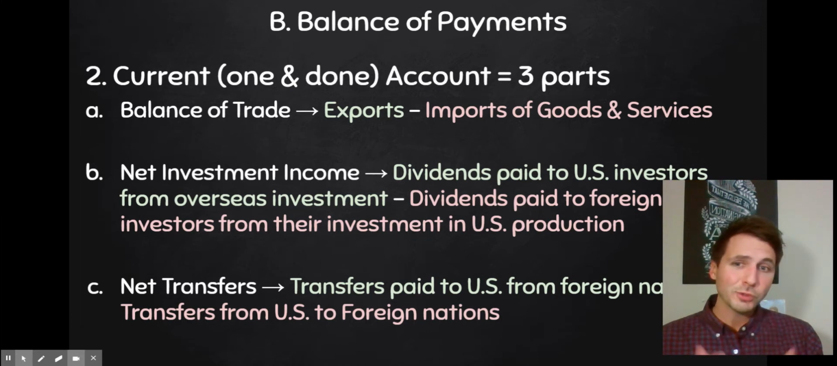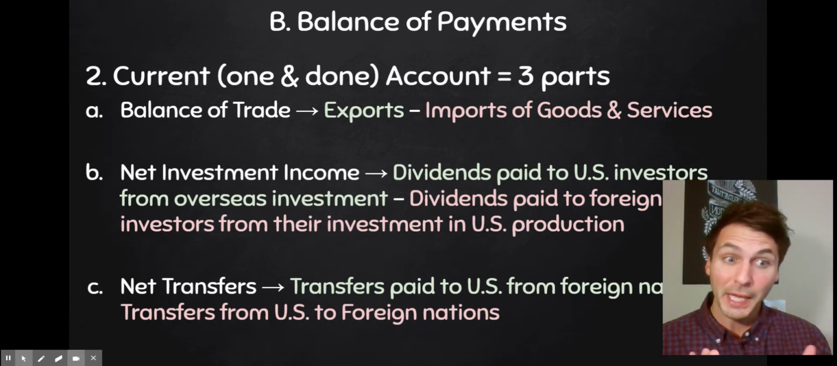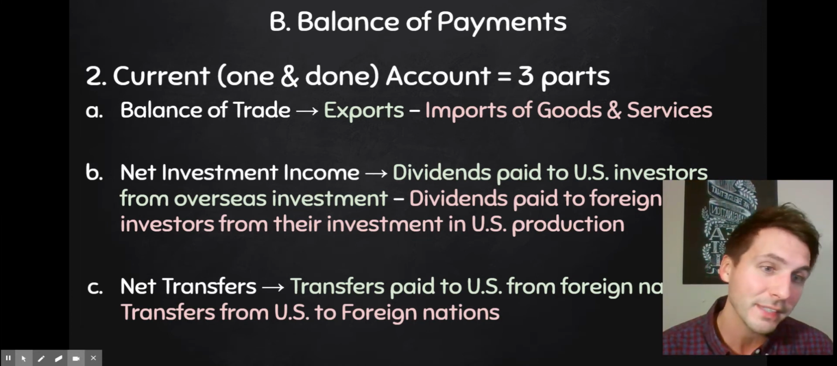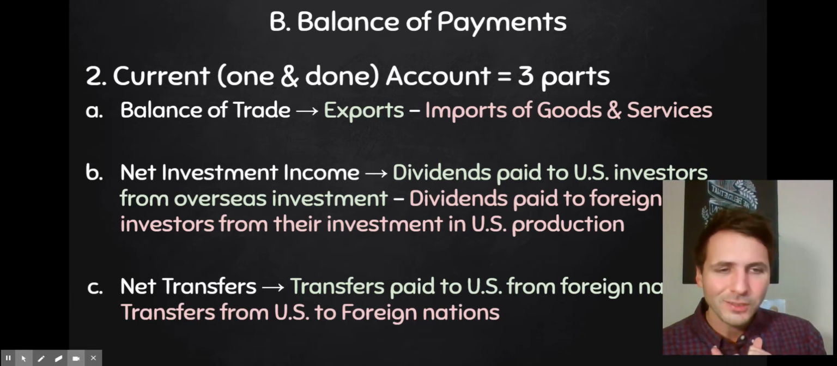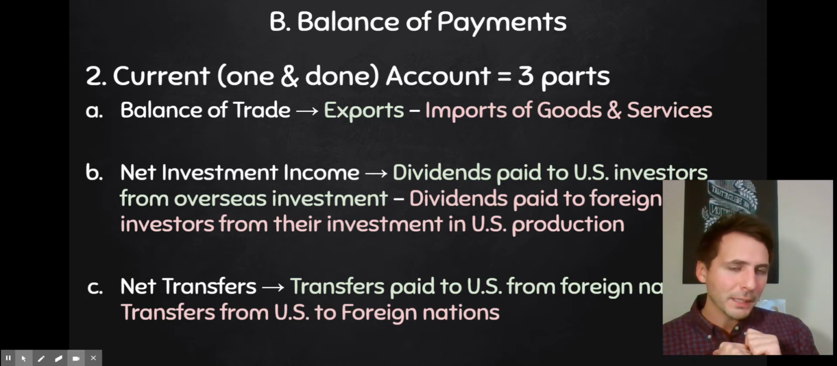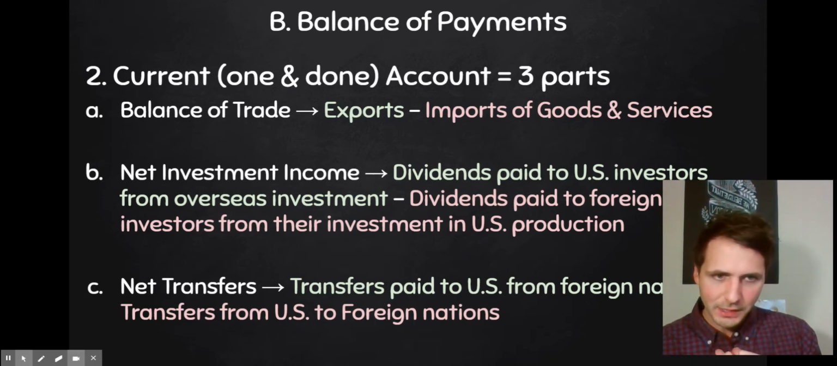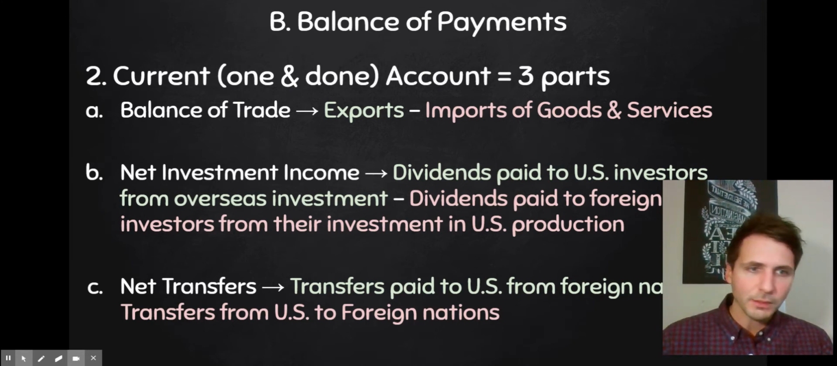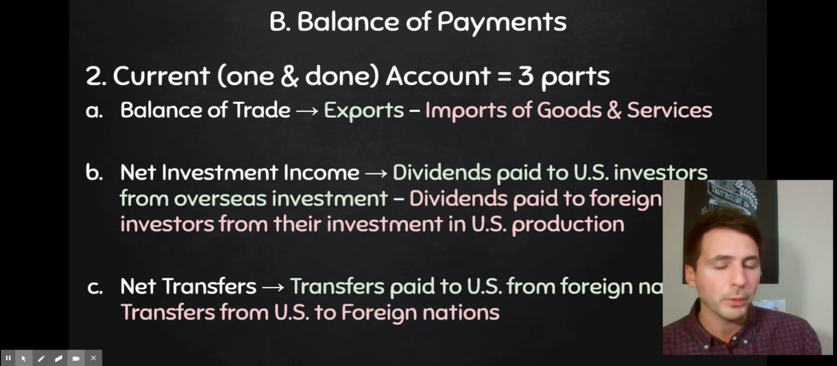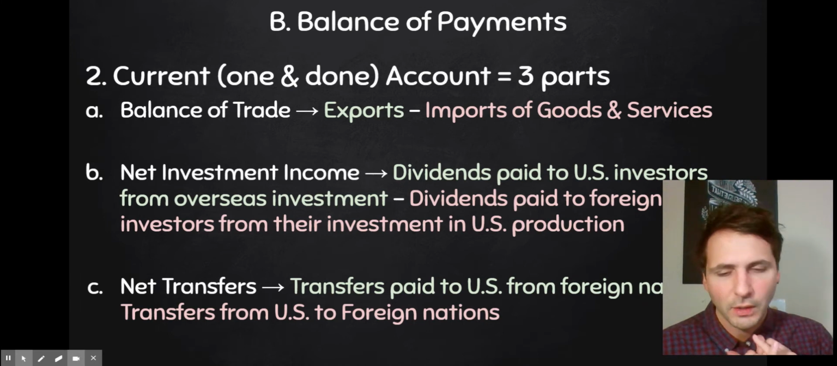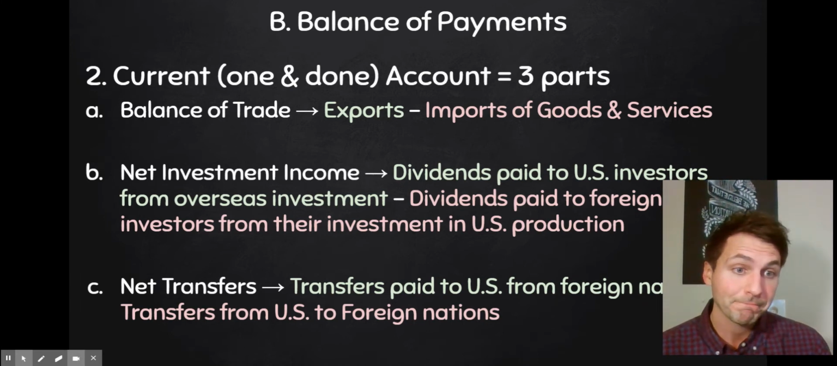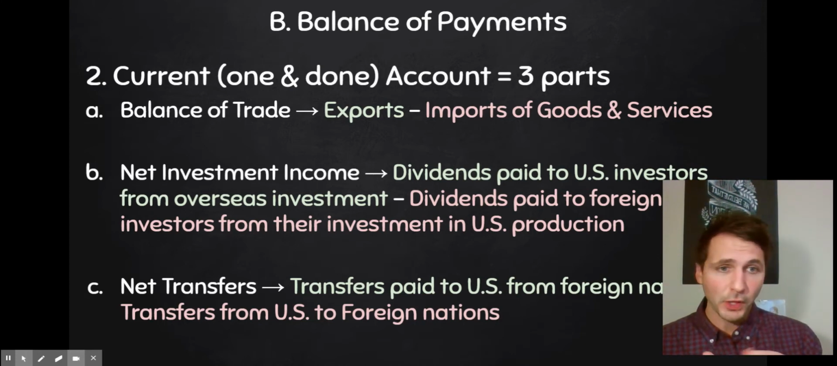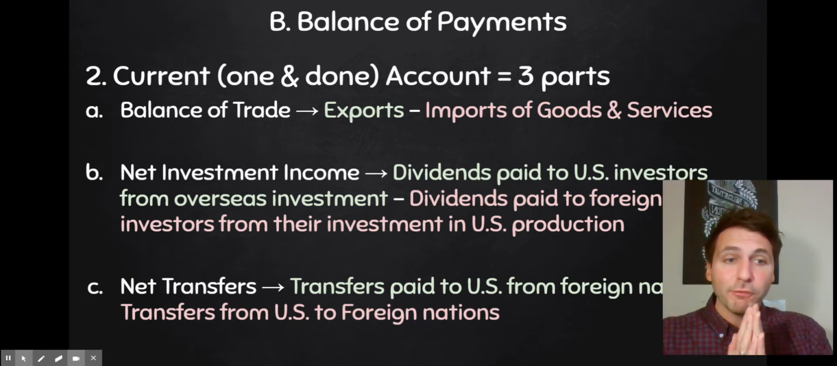So transfer payments oftentimes are like aid, for example, right? When the United States had Hurricane Katrina, nations from all over the world sent aid to the United States. That aid coming in was green. That was positive. That's inflow, right? Money flowing in. If the United States, say, is helping out with the drought in Zimbabwe, that's going to be an export or an outflow of money to Zimbabwe.